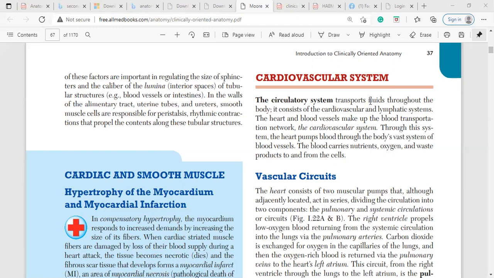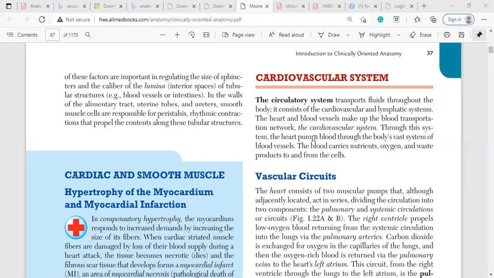Now, the cardiovascular system is made up of the heart and the blood vessels. Cardio is gotten from the word cardiac, which is heart, and vascular simply means vessels. So the cardiovascular system talks about the heart and the blood vessels. Here you will see that the heart and blood vessels make up the blood transportation network, which is called the cardiovascular system. So that is for blood transport. Later on, we'll talk about the transport of lymph, where we have the lymphatic system.